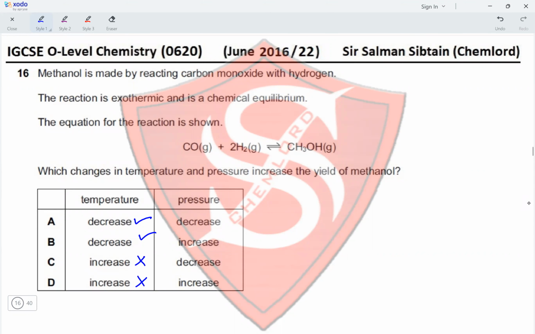And pressure, in order to favor the forward reaction, depends on the number of moles. So the number of moles of reactants is 3 and the number of moles of products is 1. So we need to favor the lesser number of moles, so the pressure should be increased, eliminating option A and making option B the correct option for this question.